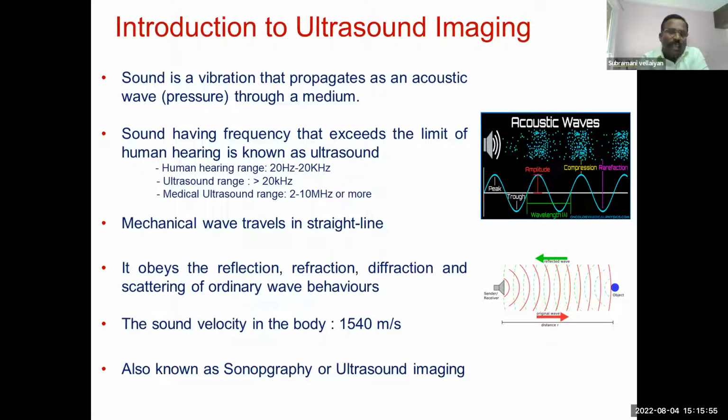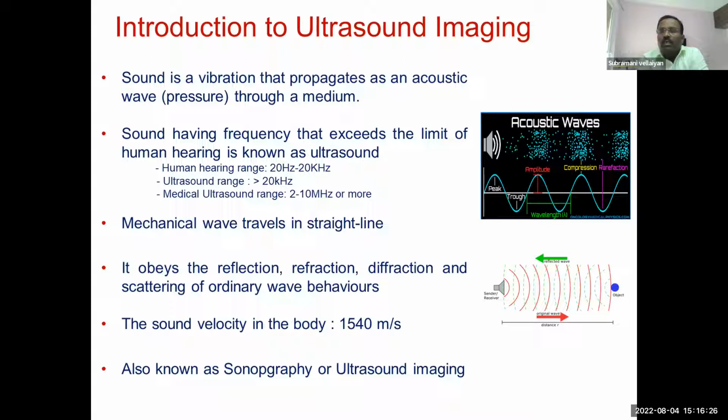The sound velocity in the body is on average 1540 meters per second. This is the velocity in the body and in soft tissue. So this kind of sound-based imaging is nothing but ultrasound imaging. So this is what it is all about.